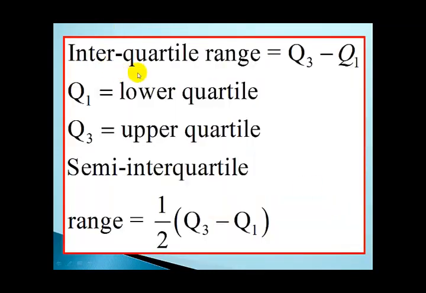Now the interquartile range is equal to Q3 minus Q1, where Q1 is the lower quartile and Q3 is the upper quartile. So when we subtract the lower quartile from the upper quartile, you have what we call the interquartile range. Now the semi-interquartile range is half of Q3 minus Q1. That is half of upper quartile minus lower quartile.